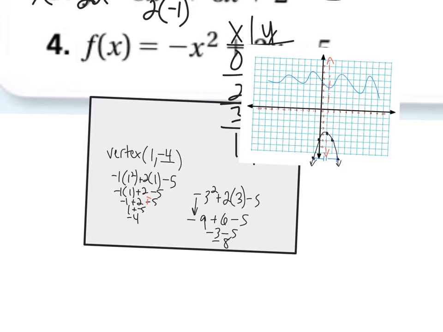Okay, so again, I know it takes a little bit of time to work through these, but you've got to get some practice working through this so you can just memorize your steps of what you need to do in order to graph these quadratic functions or parabolas.